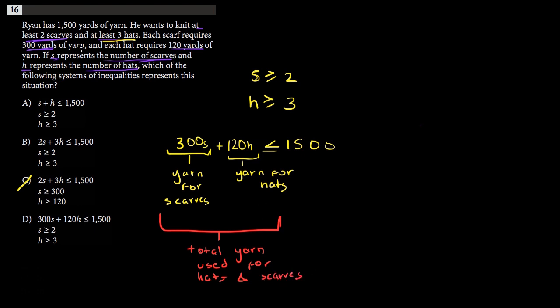And so that number must be less than or equal to 1,500. And so these are our 3 inequalities, and the only answer choice that has them all correctly written down is D.